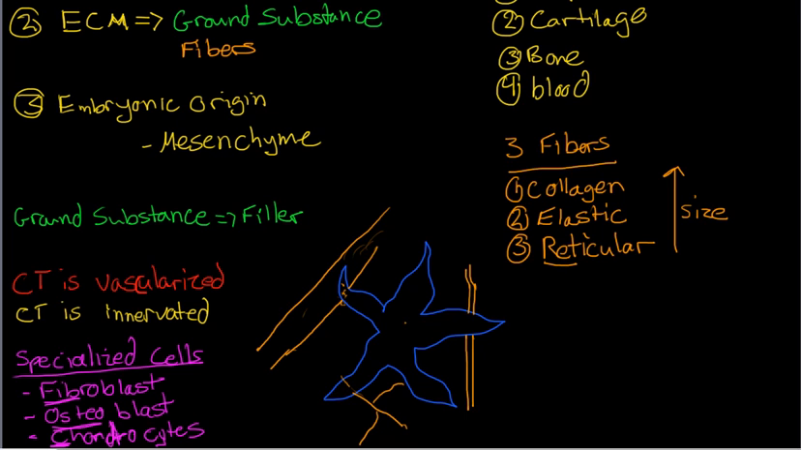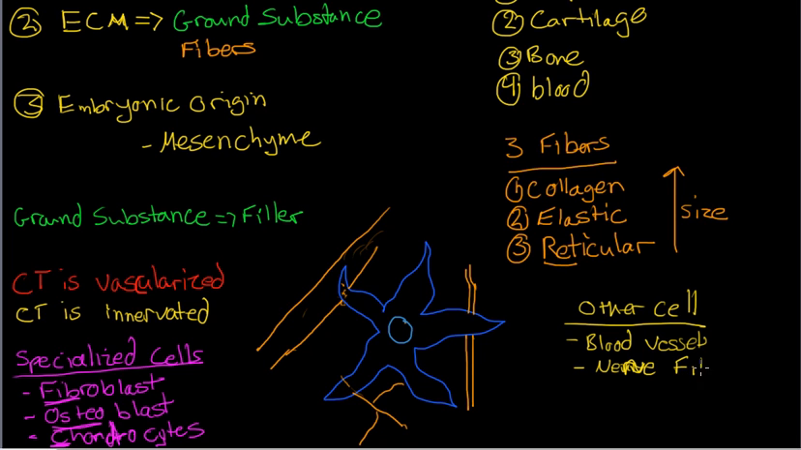As far as what else is in connective tissue, you're going to have other cells. I already mentioned it was vascularized, so you'll have blood vessels or capillary beds. Nerve fibers are going to be found within connective tissue. You'll have fat cells for energy storage and energy usage. And then you also have immune cells.